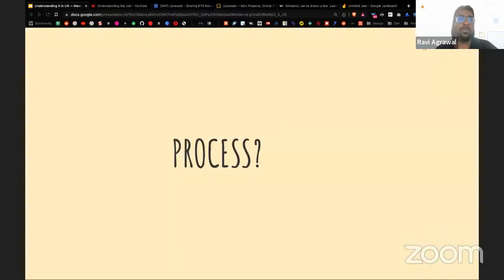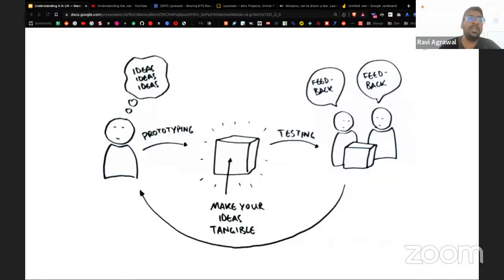Now we will get to the meat of our masterclass today, which is we just got an understanding of what is design, what is good design, and what is user experience design. Now we'll talk about the process in depth, and we'll talk about how can you do good user experience design. All right. In simple terms, whenever you have ideas, you will prototype them and you will make your ideas tangible. Once your ideas are tangible, you will test it with users, you will gather feedback, and you will repeat the process. Right.